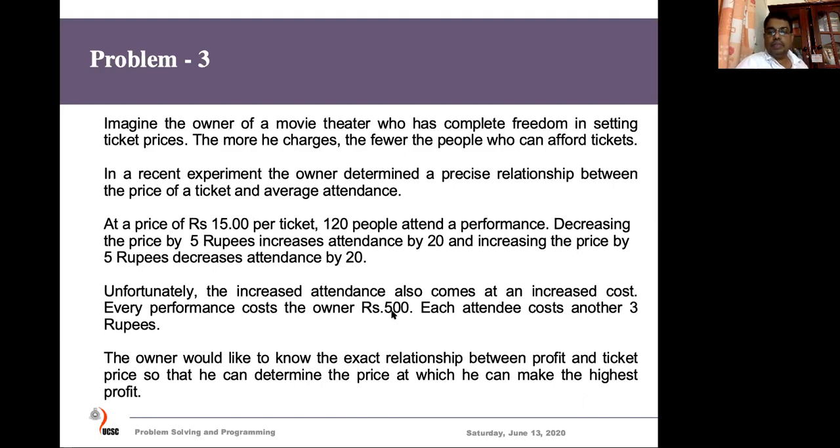Then there should be a function to calculate profit. This profit function is income minus expenditure, right? Then obviously you need to write a function to find the number of attendees. The number of attendees function takes the ticket price as the input and returns how many attendees. So that determines how many attendees, which can pass into the income and expenditure functions. Then we can calculate the profit.